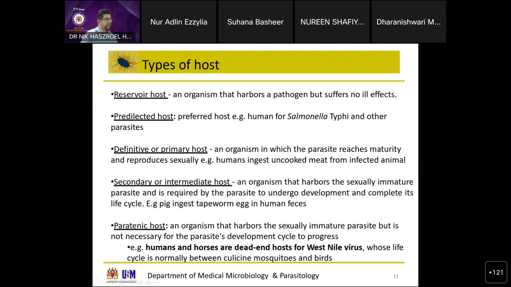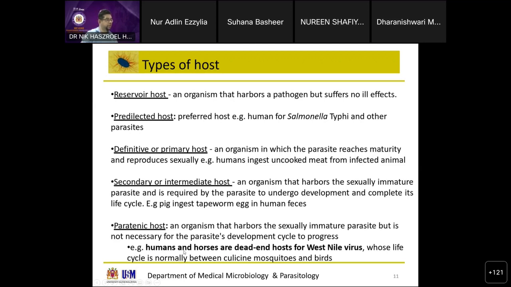And then there is a secondary or intermediate host, where the organism harbors the sexually immature parasite and is required by the parasite to undergo development and complete its life cycle. For example, the pig ingests eggs from human feces, so the pig is the secondary host. And then there is a paratenic host, which is an organism that harbors the sexually immature parasite, but it's not necessary for the parasite's development cycle to progress.